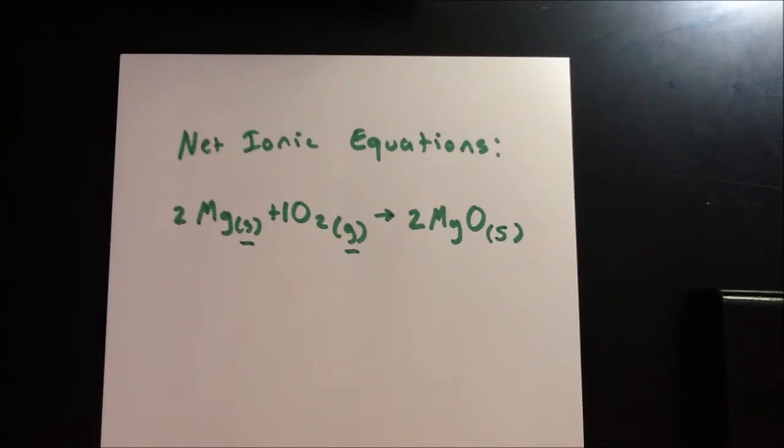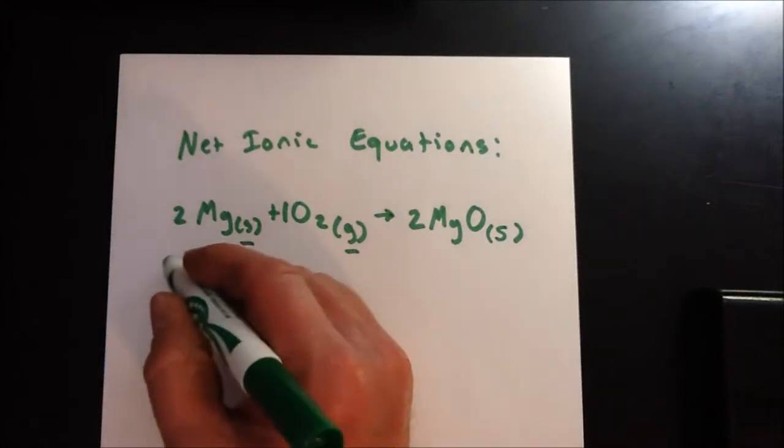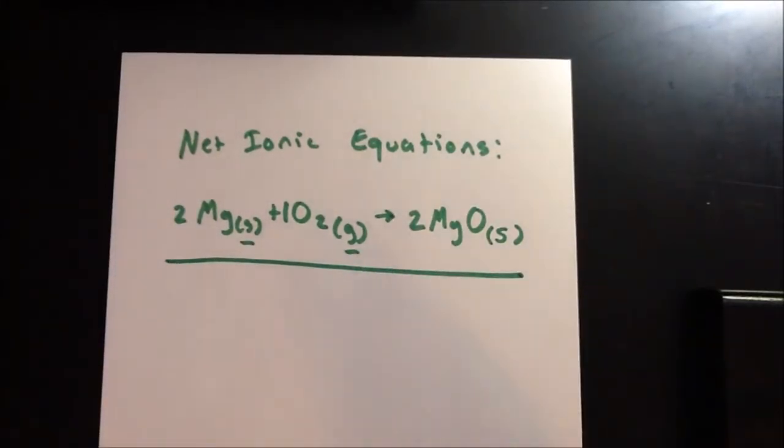So once I've broken apart what's aqueous, I'm going to cancel out the spectator ions, and what I'm left with is the net ionic equation. So in this case, the balanced chemical equation is, in fact, the net ionic equation. It's also a good place to go through some alternate classifications for this.